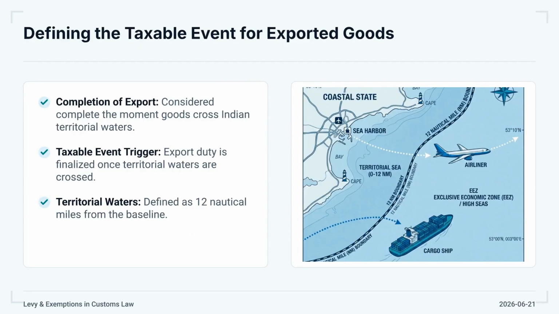For exports, the law is comparatively straightforward. Export is considered complete when goods cross India's territorial waters. Since territorial waters extend up to 12 nautical miles from the baseline, crossing this boundary signifies completion of export. Consequently, if export duty is applicable, the taxable event is linked to this crossing of territorial waters. Unlike imports, where judicial interpretation developed the concept of a continuing process, exports generally reach completion at the point where goods leave Indian territorial waters. Understanding this distinction helps avoid confusion when dealing with import and export duty questions.